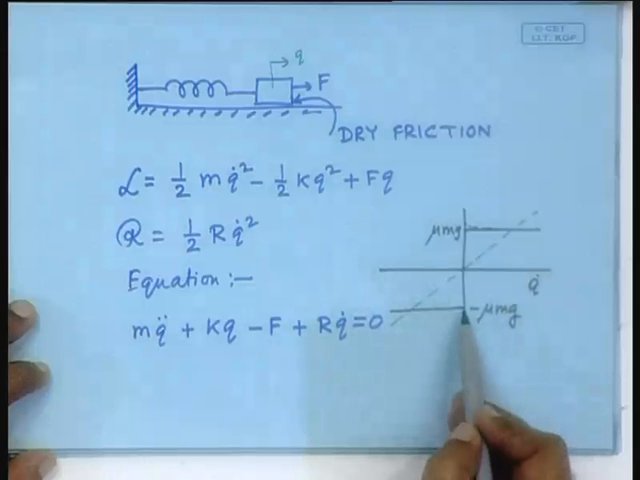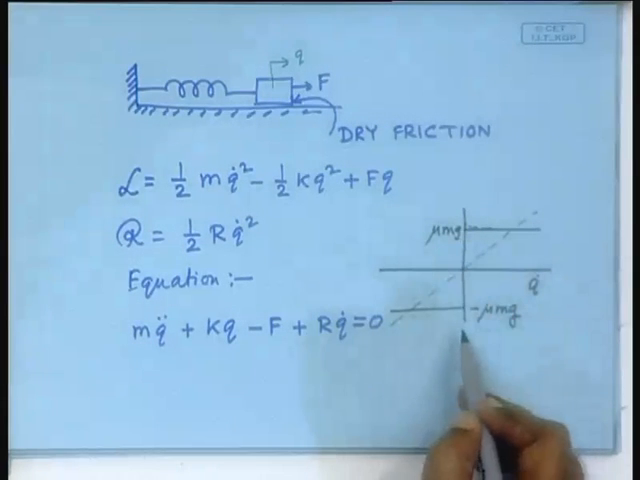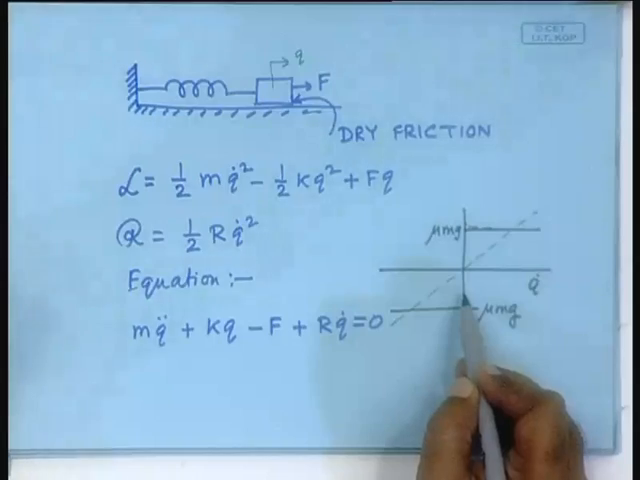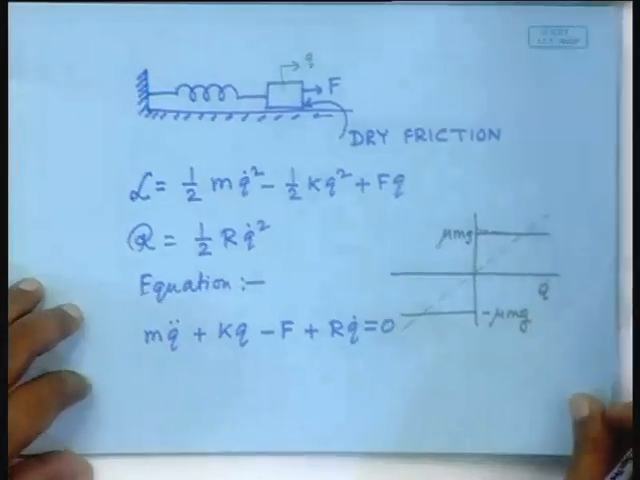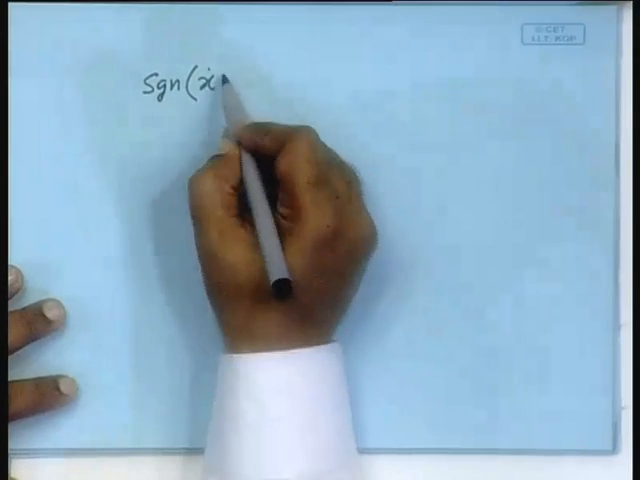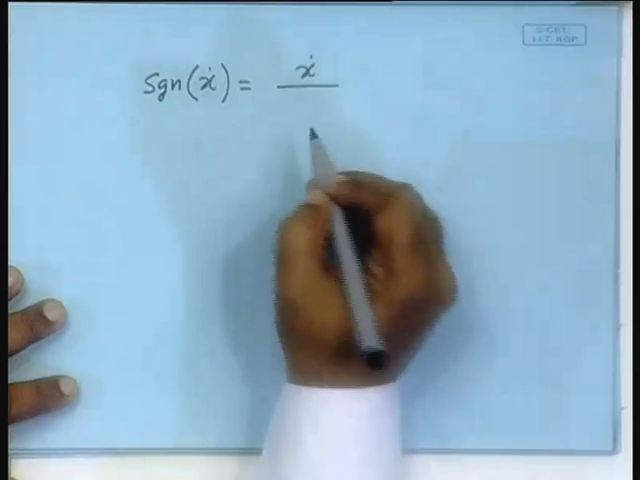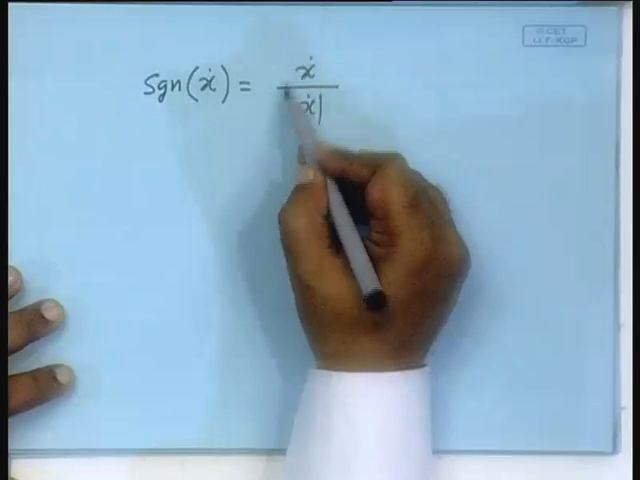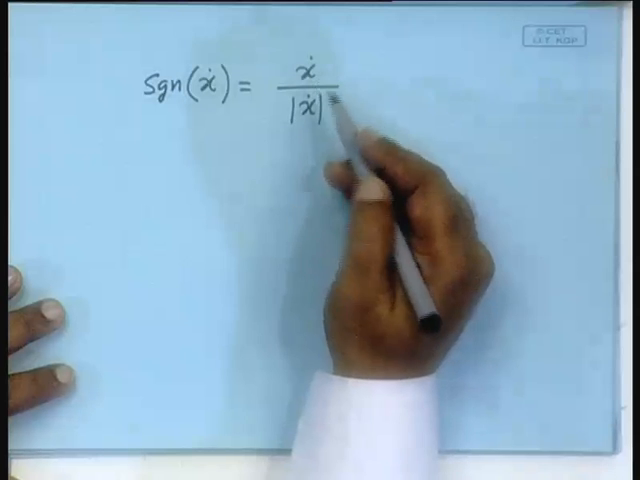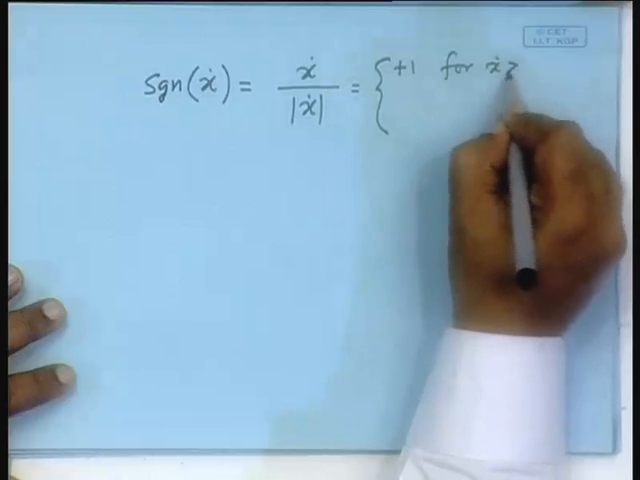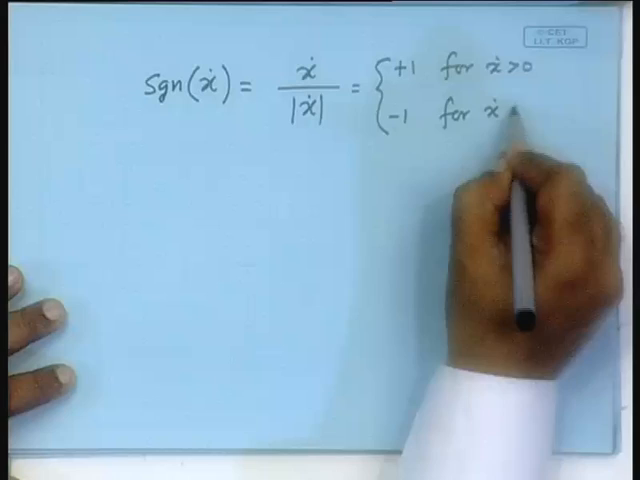This can be done simply, because mu mg is the magnitude and it is plus or minus. Under certain conditions it will take a plus value, under certain conditions a minus value, and that can easily be represented by means of a signum function. So, we can write SGN, the signum function of q dot, is q dot divided by the magnitude of q dot. So, the magnitude cancels off, it is only the sign that remains. That will be obviously plus 1 for q dot greater than 0 and minus 1 for q dot less than 0.